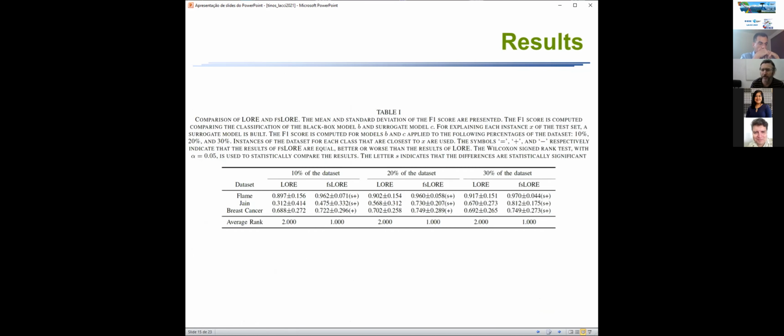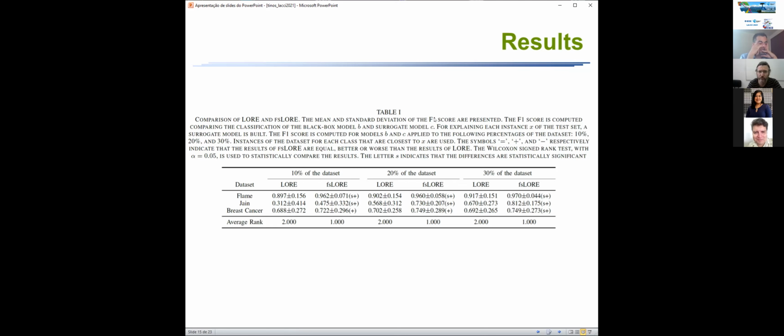And here are the results for the second experiment, where we compare the classification of the instances of the original data set that are close to the instance to be explained. For example, when you have 10% of the data set instances that are closer to the instance to be explained, here are the results for LoR and LoR with fitness sharing.